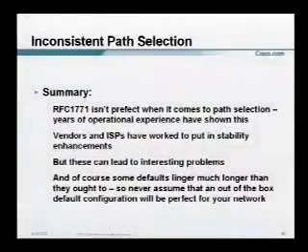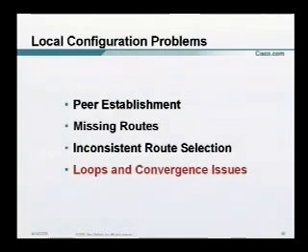So, just a summary of that. RFC isn't perfect when it comes to path selection. You probably know that just from operational experience, but that's fine. We shouldn't be surprised. Vendors and ISPs have worked to put in stability enhancements. Vendors are generally asked to or pushed into doing these enhancements, or knobs, whatever you want to call them. But these can lead to interesting problems too. And of course, some defaults linger on much, much longer than they have any right to do so. So again, watch the defaults that your box actually comes configured with, because they can cause issues also.